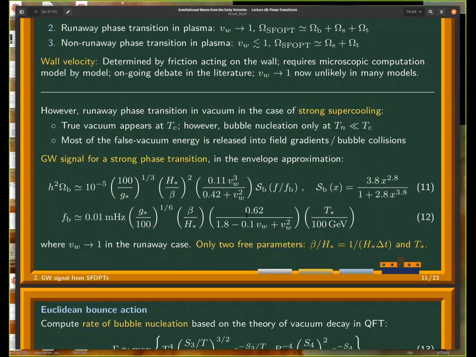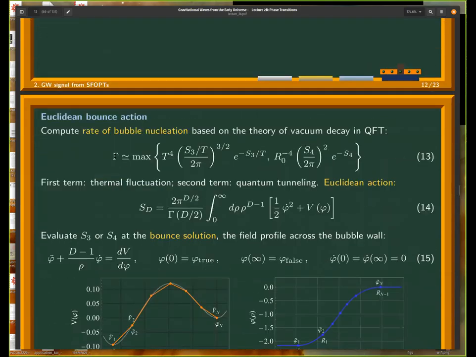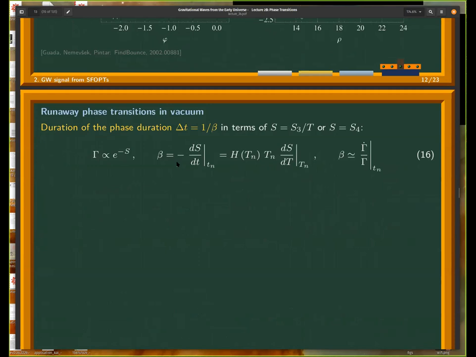For example, in formula 11 on this slide, originally there should be some kind of cutoff. The smaller the beta is, the larger the signal. Yes, but it's not a free parameter. You have to find a model where you actually have such small values of beta. You cannot just put beta in by hand, but you have to compute the rate of bubble nucleation. So you have to calculate how often the bubbles actually nucleate. Then, if you know the action or gamma, you take this time derivative at the time of bubble nucleation, and that tells you beta. So it's not a free parameter. It's fixed by the parameters of your particle physics model.